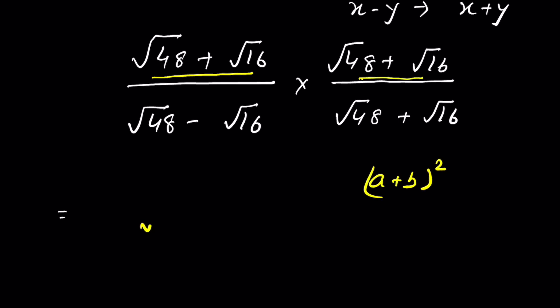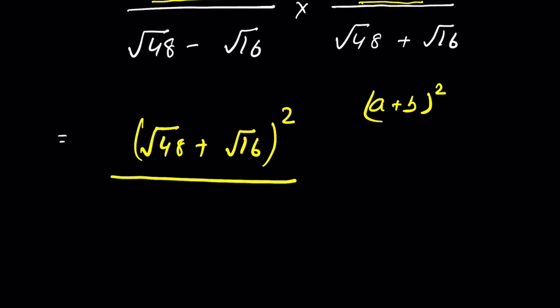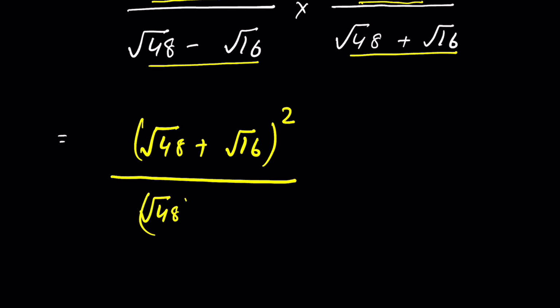So we can write it square root of 48 plus square root of 16 whole square upon, this is in the form of a minus b times a plus b, and a minus b times a plus b is equal to a square minus b square. So we can write it as square root of 48 square minus square root of 16 square.